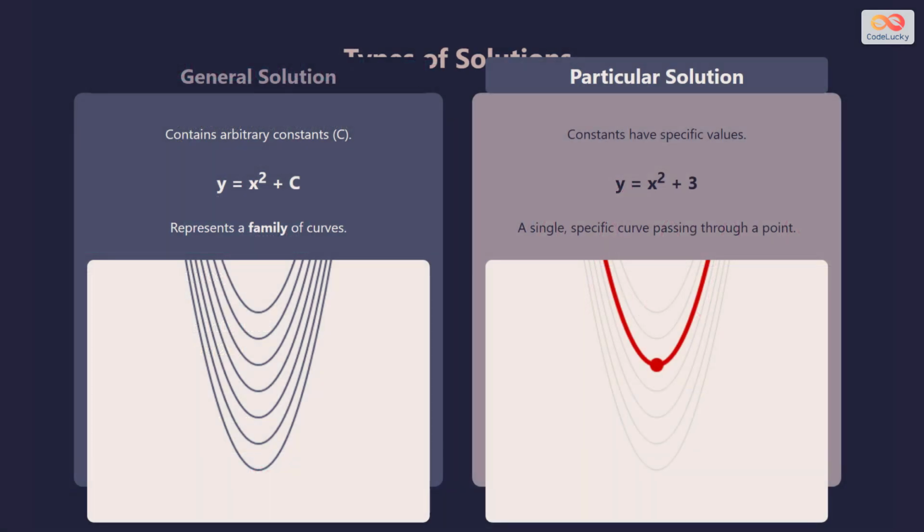It is important to distinguish between general and particular solutions. A general solution includes an arbitrary constant, c, and represents an entire family of curves. A particular solution has a specific value for c, representing just one specific curve from that family.